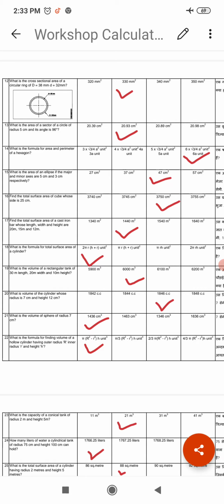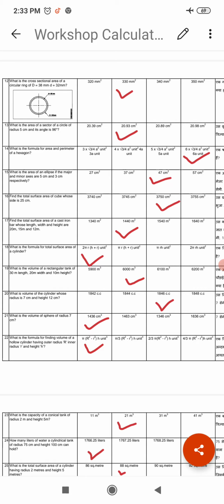Find the total surface area of a cast iron bar whose length, width and height are 20, 15 and 12 meter. 1440 meter square. What is the formula for total surface area of a cylinder? It's 2πr(h + r) unit square. A option. What is the volume of a rectangular tank of 330 meter length, 20 meter width and 10 meter height?